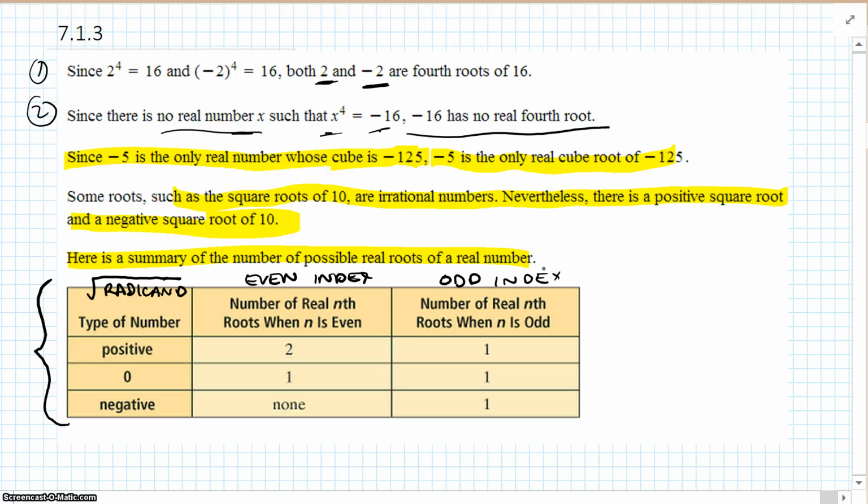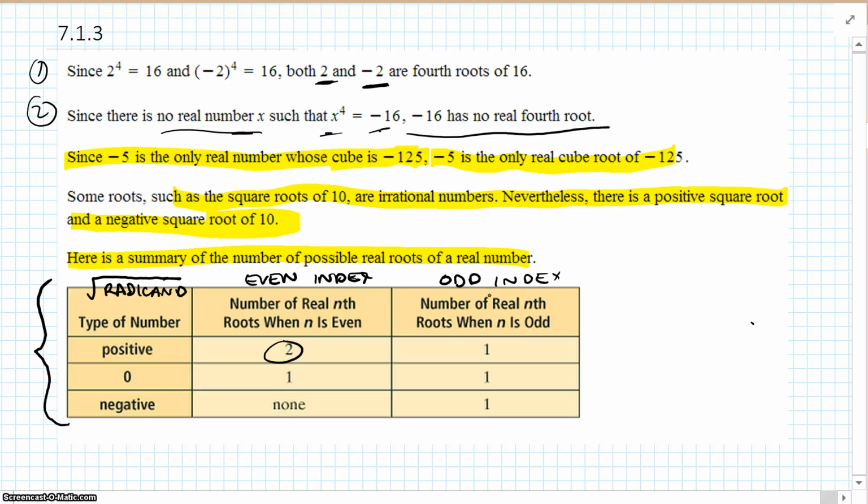So if the number underneath the root sign is positive and the index is even, there's going to be 2 real roots, a positive and a negative. Okay, we can prove that with the square root of 4. It's the same thing as plus or minus 2. Remember, what's our index if it's not given? It's a 2. So that's even, and that's a positive number. Alright? Positive number with an nth root.